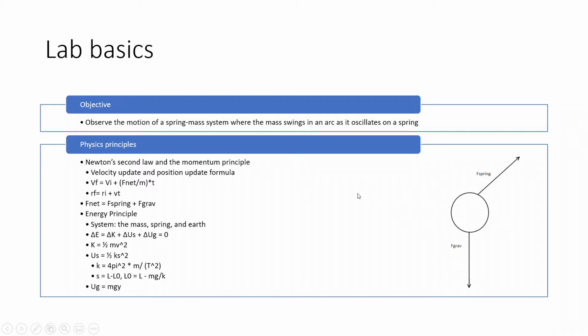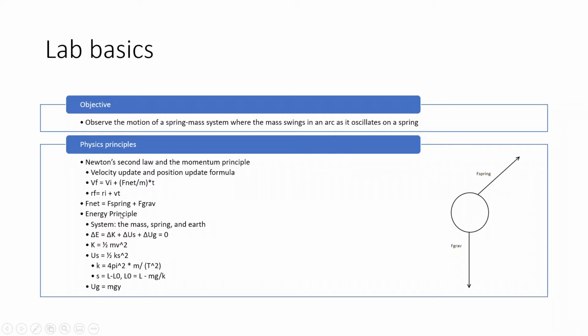So the objective of the lab is to observe the motion of a spring mass system where the mass swings in an arc as it oscillates on a spring. I used Newton's second law and the momentum principle, where I incorporated the velocity update and the position update formulas in my code, and F net is equal to F spring plus F gravity, as shown on this diagram, when the spring is stretched.